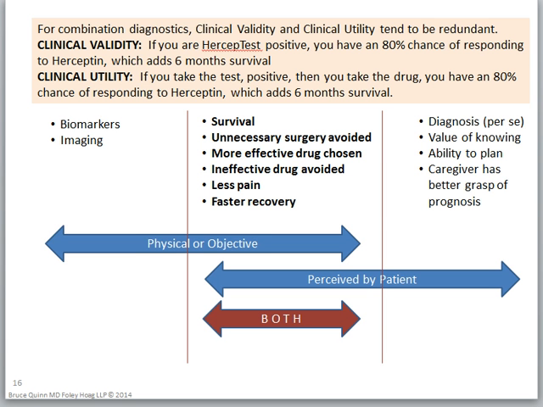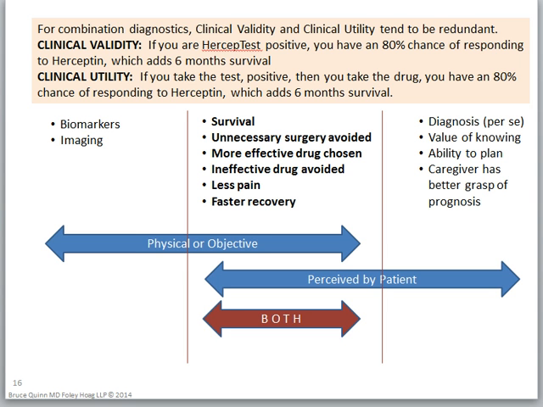Now, for combination diagnostics, the clinical validity and the clinical utility tend to be redundant. So let's say we're talking about the Hercept test for giving Herceptin. The clinical validity, if you have the Hercept test and it's positive, you had an 80% chance of responding to Herceptin, which adds 6 months survival. I should have said I've made up those numbers, but you see the point. The clinical utility, if you take the test and you're positive and then you take the drug, you have an 80% chance of responding to Herceptin, which adds 6 months survival. So the clinical validity and clinical utility there are almost the same thing.